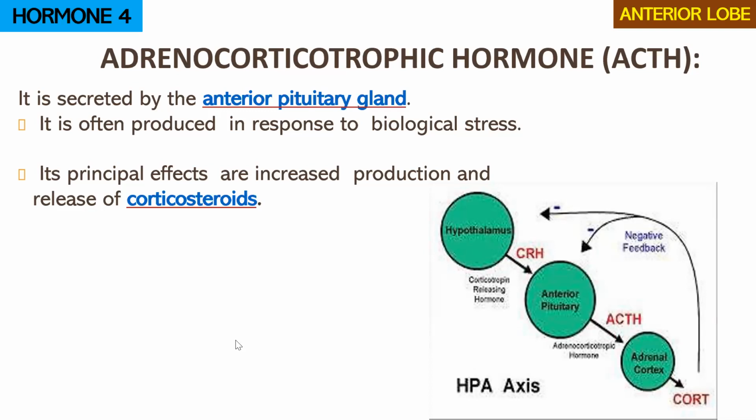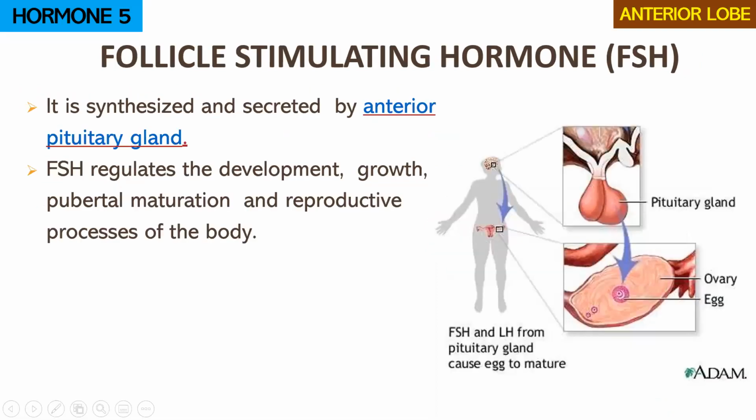So if you see here, it has this feedback loop. More stress results in more corticosteroids, and less stress has a negative impact. More stress is more release, and then negative feedback. If there is no stress, then there is no prompt release, or low release, of corticosteroids.